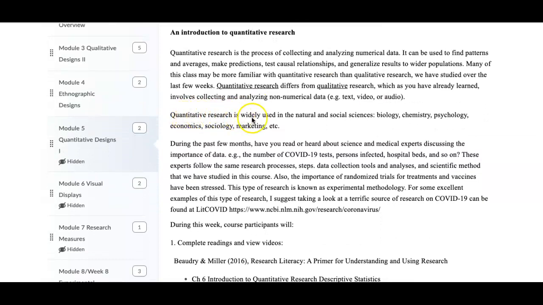Quantitative research is widely used in natural and social sciences: biology, chemistry, psychology, psychiatry, economics. So I have a story about quantitative research. When I was working on my doctorate up at the University of Maine, I had a very traditional chair of my academic committee, and he actually said to me, he was a biology major, that was his background. He was an expert in the field.